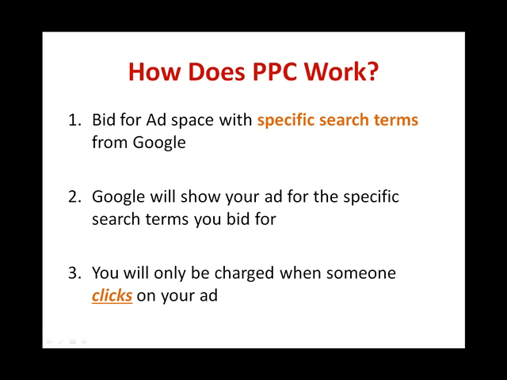Pay-per-click works by starting with an advertiser bidding for ad space with specific search terms from Google. Each time a web user makes a search query which contains a keyword, Google will then show your ad for the specific keyword you bid for. However, no charges will be incurred to you for having your ad shown. You will then only be charged each time someone clicks on your ad.